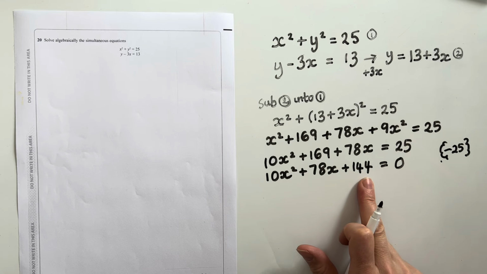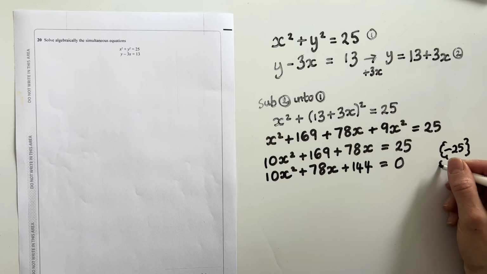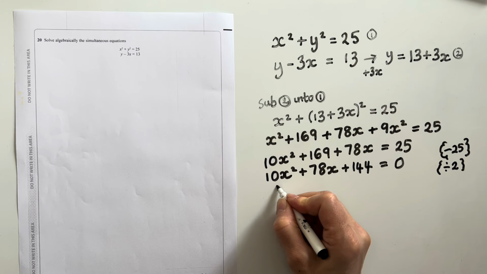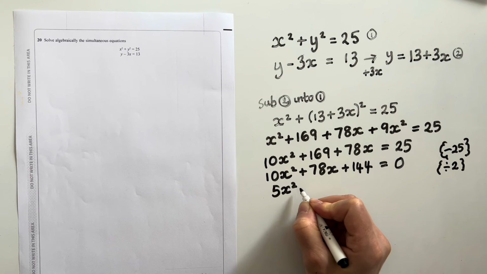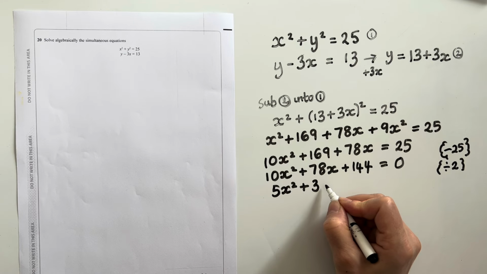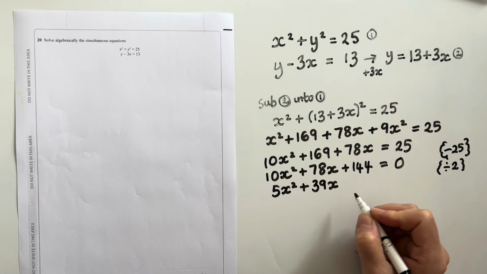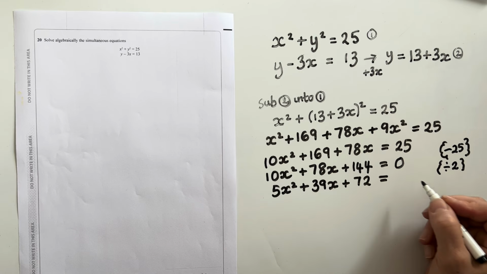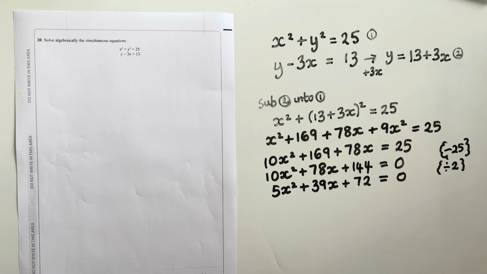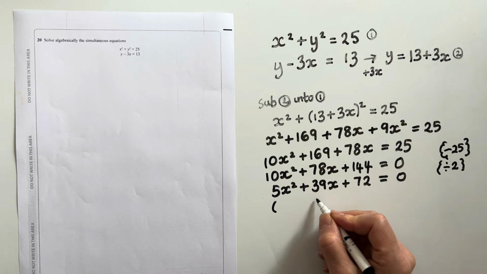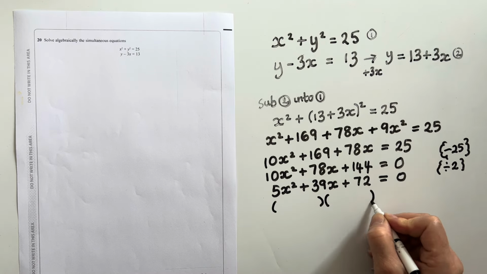These are all even numbers. So to make it simpler, we can divide by 2 throughout. This will leave us with 5x squared plus 39x plus 72. And 0 divided by 2, we've still got 0. To solve for x, we need to factorise the quadratic.